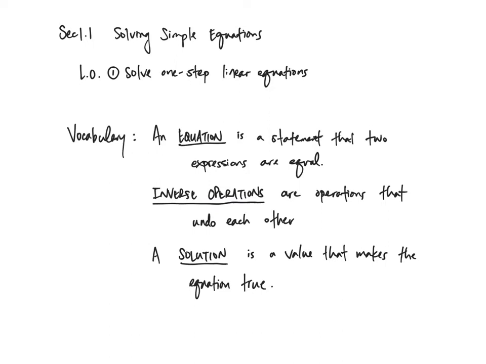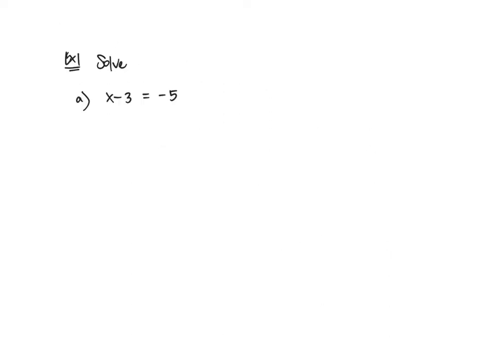Today we're going to talk about section 1.1, which is solving simple equations. LO stands for learning objectives. So the objective is that by the end of this lesson, you would know how to solve one-step linear equations. Here's some key vocabulary that you need to know, so you can go ahead and pause the video now and copy them down if you'd like.